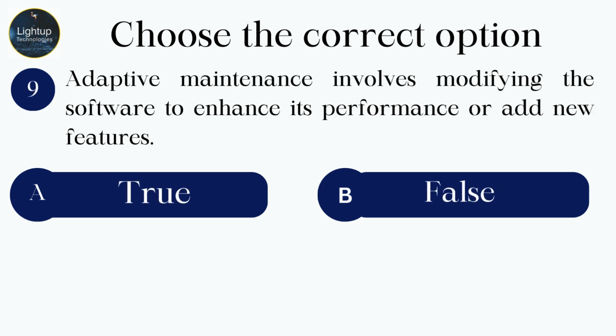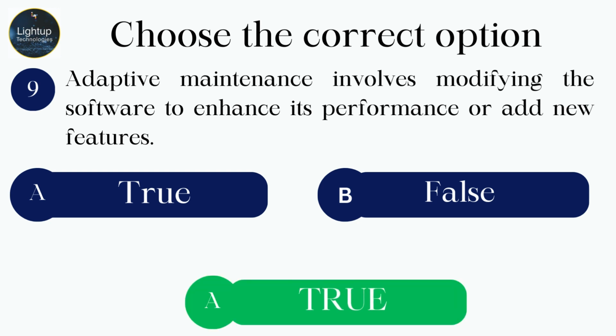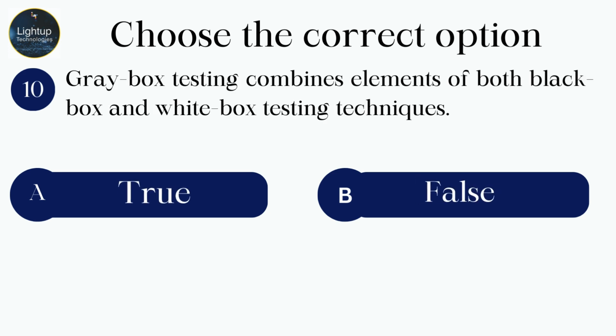Adaptive maintenance involves modifying the software to enhance its performance or add new features. Gray box testing combines elements of both black box and white box testing techniques.